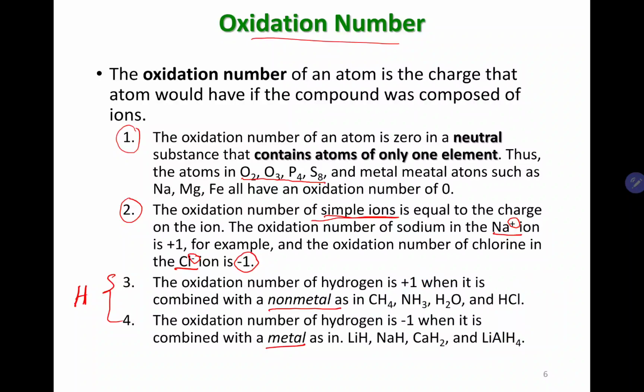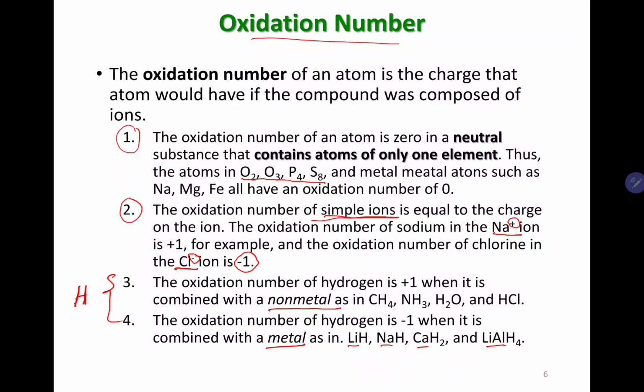So the next rule is once again for hydrogen, but when hydrogen is bound to a metal, then the oxidation number of hydrogen is going to be -1. So this hydrogen right here, it is going to have an oxidation number of -1. This hydrogen right here, I mean, you have 2 hydrogens. Each hydrogen is going to be -1. All right, I hope that this is clear.